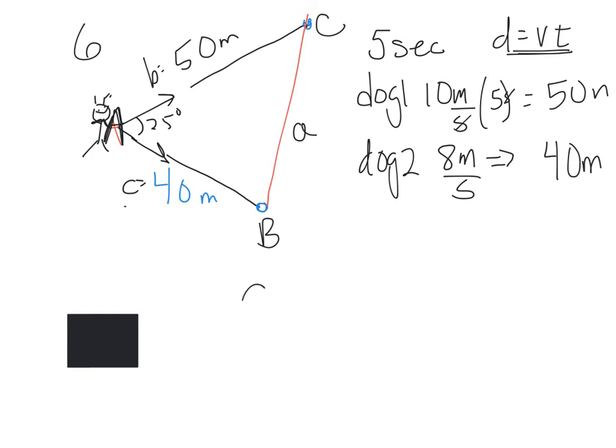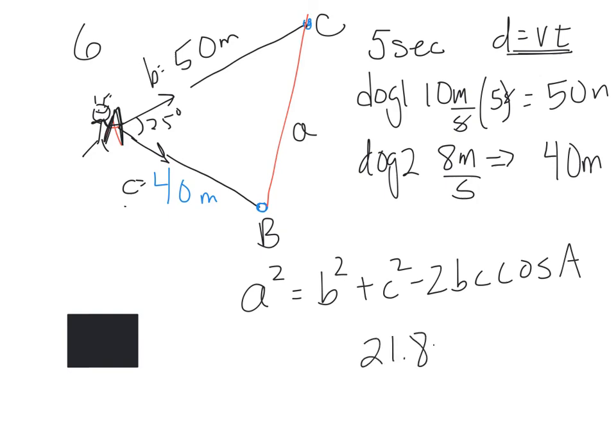And you can use the law of cosines. A squared equals B squared plus C squared minus 2BC cosine A. And if you plug everything in, you should get that the dogs are 21.8 meters apart.